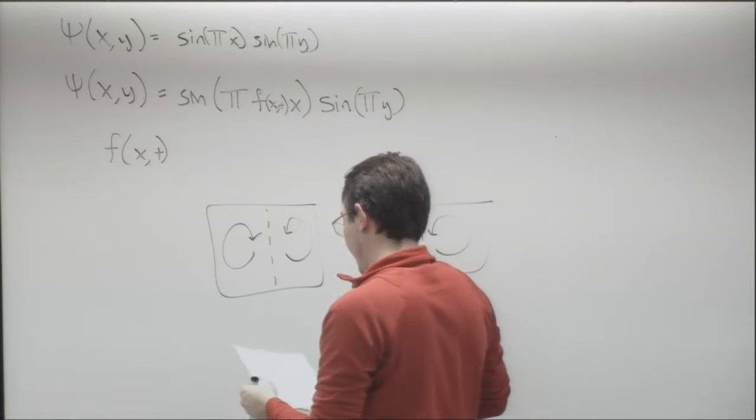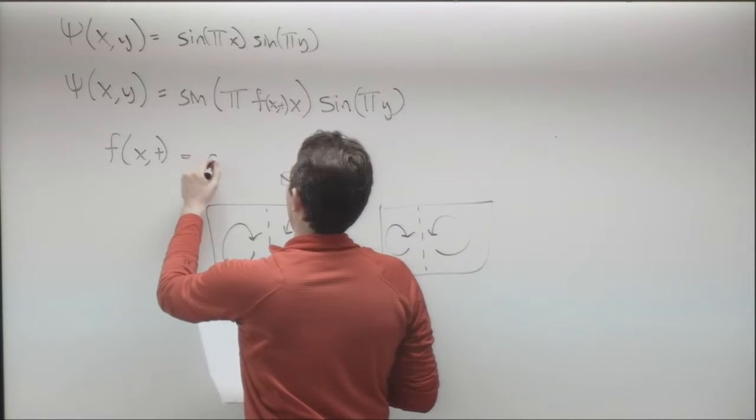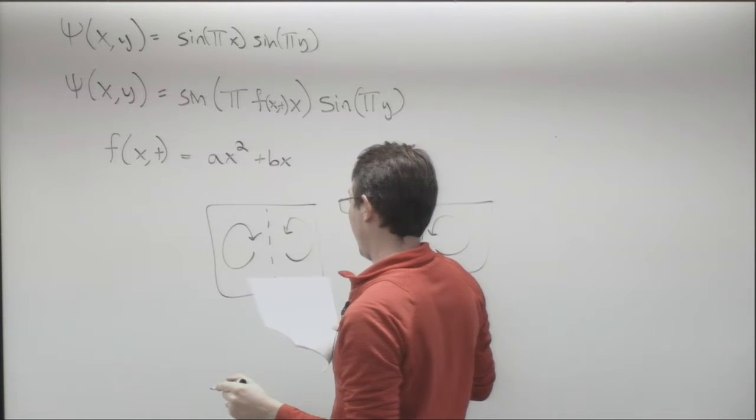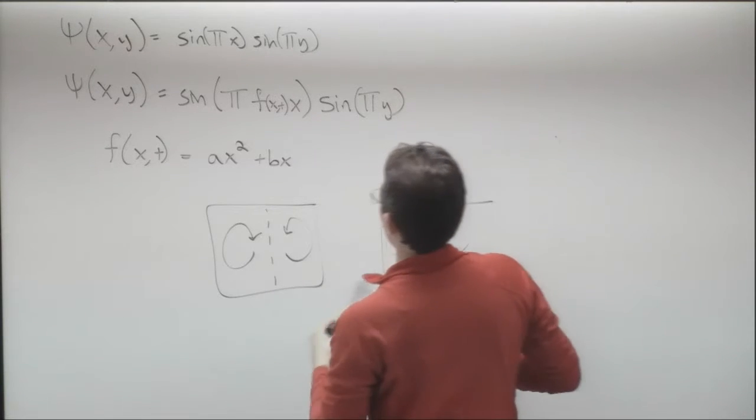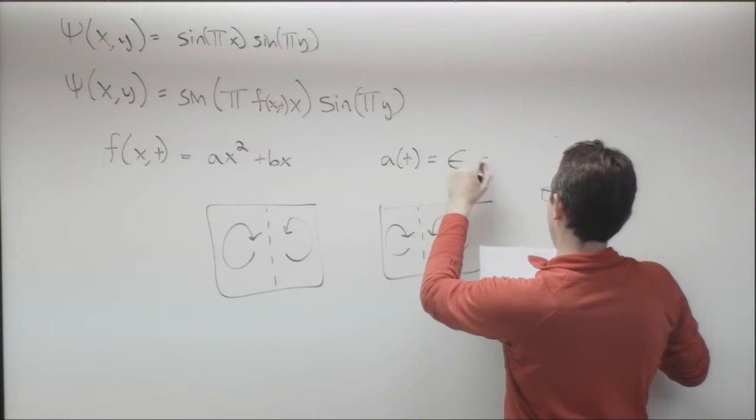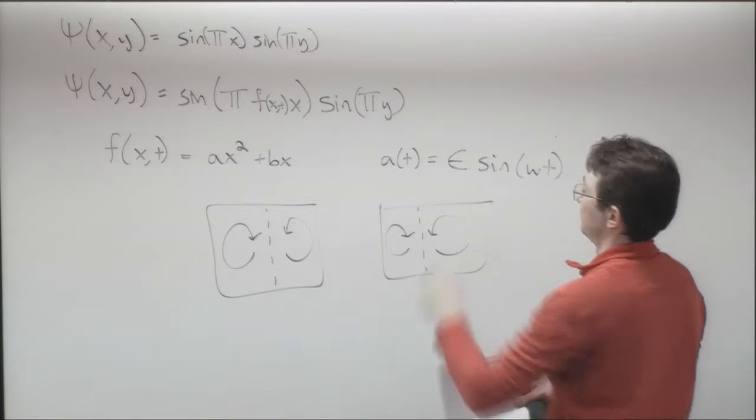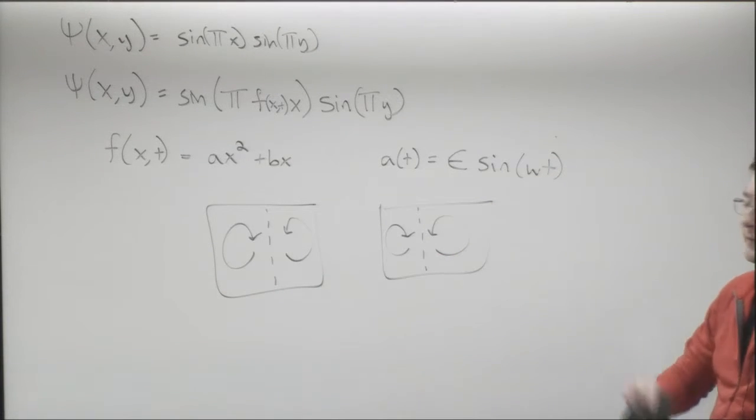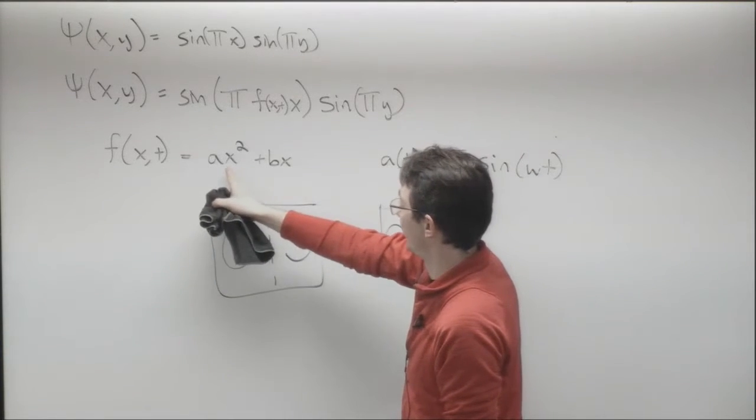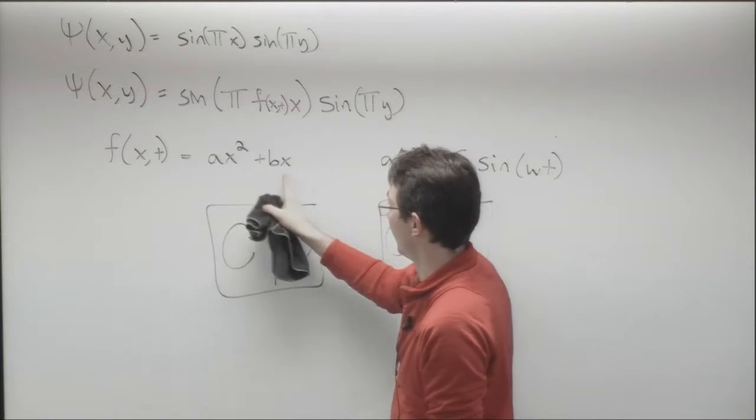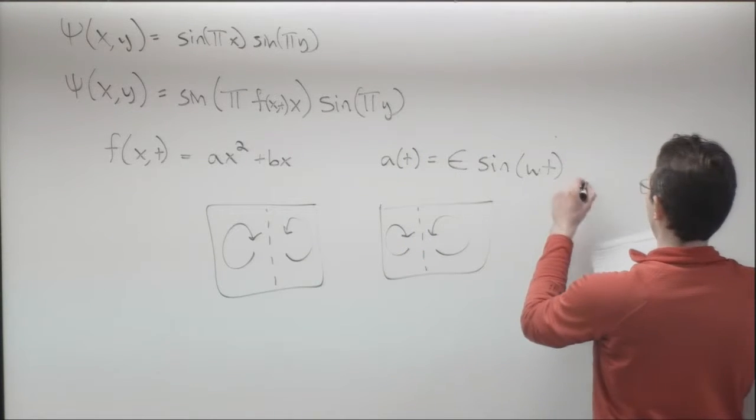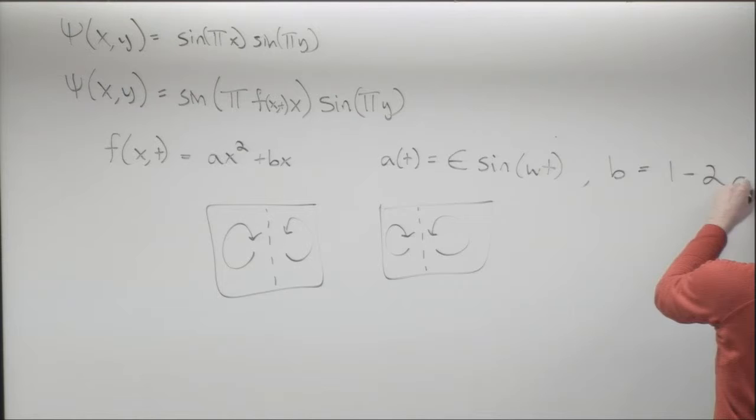So this f of x and t is given by a x squared plus b x, where a is a function of t. So a of t is some epsilon times sine omega t. Okay, you can kind of work through why this does the things we want it to do later. The basic idea is that this frequency has a couple of zeros, and those zeros change as a and b change. B is 1 minus 2a.